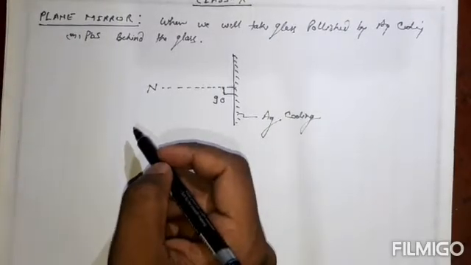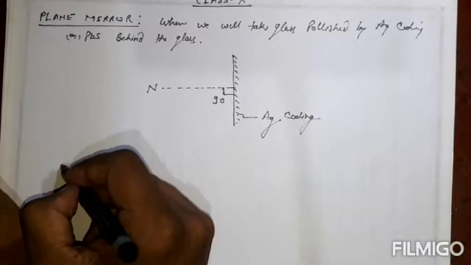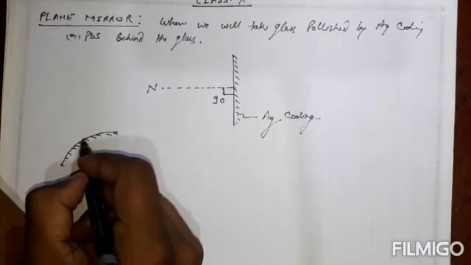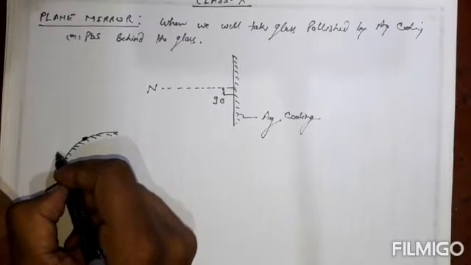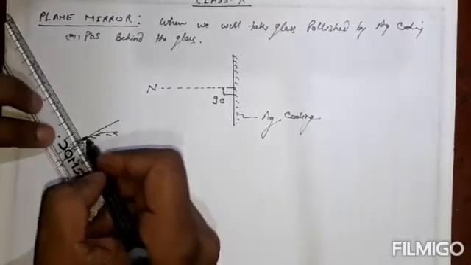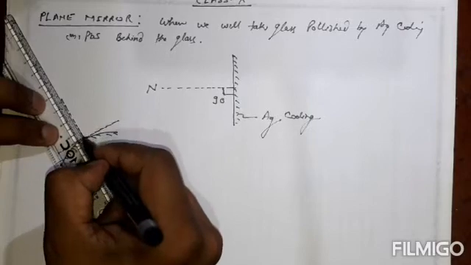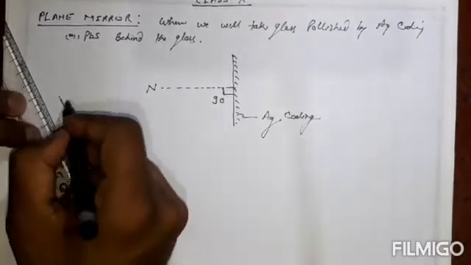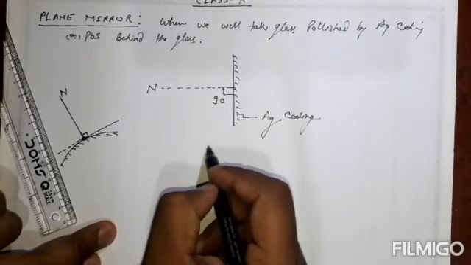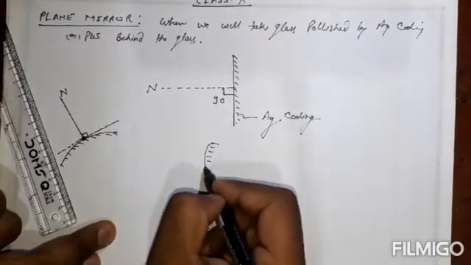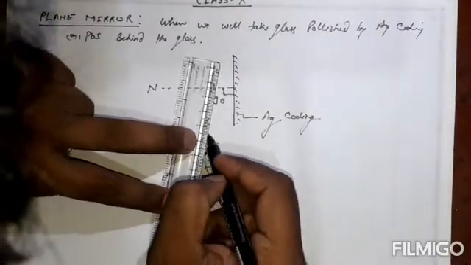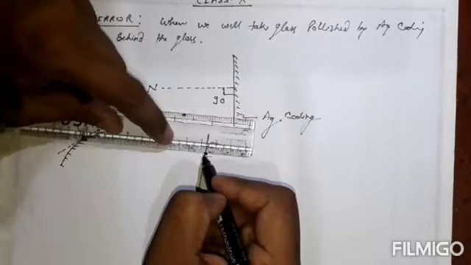Suppose we have a curved mirror. What is the normal at that point? We draw a tangent, and perpendicular to the tangent we draw the normal. If any shape has been created, suppose this is the shape and P is a point on it, what should be the normal at point P? We draw a tangent, and the line perpendicular to the tangent is the normal.